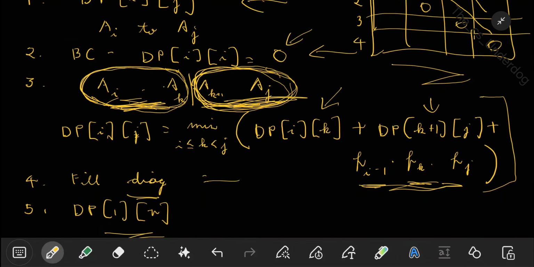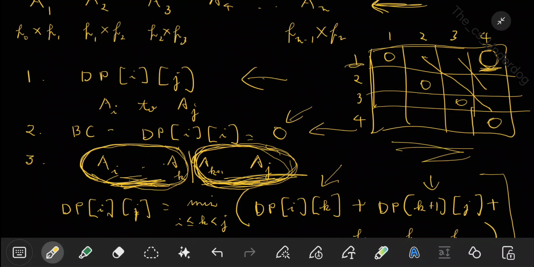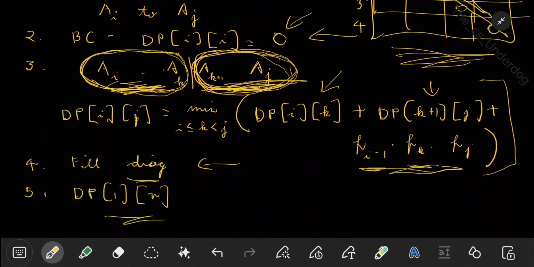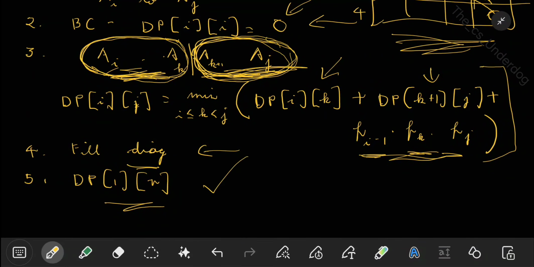Then you have to fill the dynamic programming table, this table, starting from the diagonals. Then you have to progress to the next diagonal, and so on till you reach the top right corner. So whichever be the final value present in top right corner, that will be your final result on the total number of scalar multiplications to be performed.